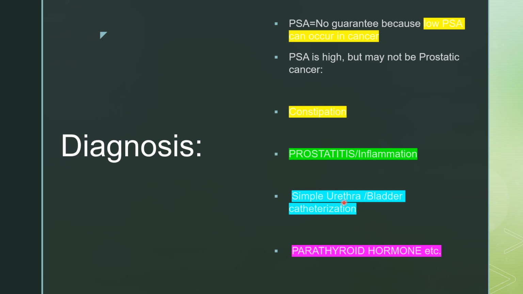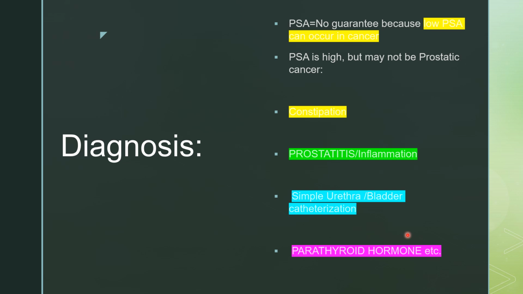Bladder catheterization through the urethra can also trigger the value of PSA up. Then a high level of parathyroid hormone can also correlate to a high level of PSA. I put etc. because nobody knows it all. You might have some other points that I have not mentioned.